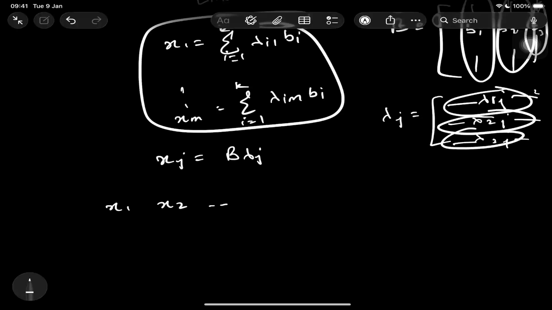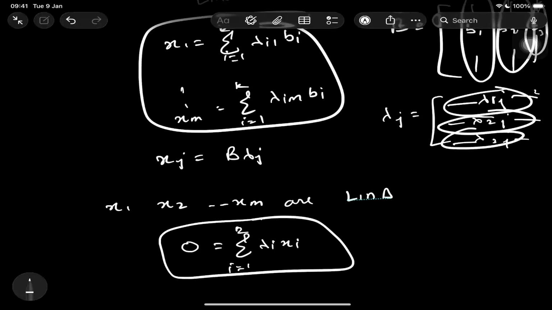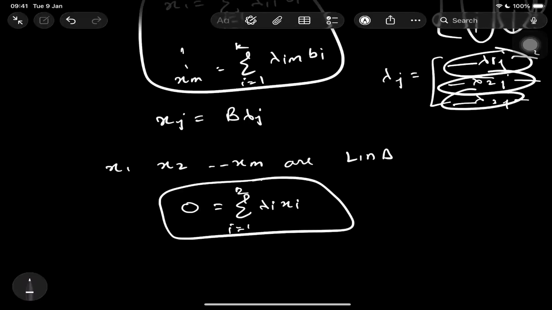Now to check whether x1, x2 till xm are linearly independent, we'll again check what condition we had: 0 equals to summation of lambda i xi, right, from i equals 1 till k. So this condition must hold true. So if this is linearly independent, then lambda 1 equals lambda 2 equals lambda 3 equals 0. So this condition must hold true if we have to call it linear independence.